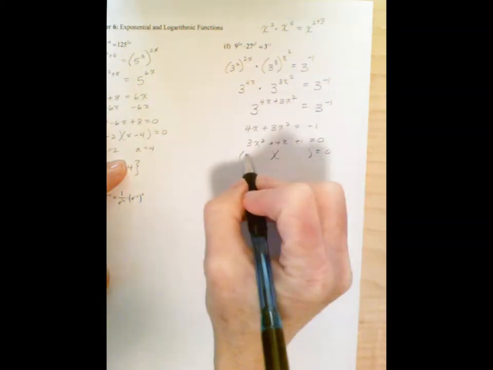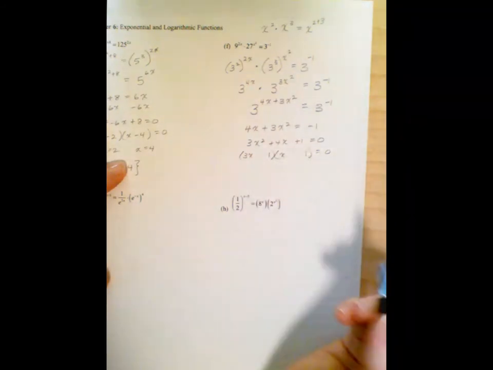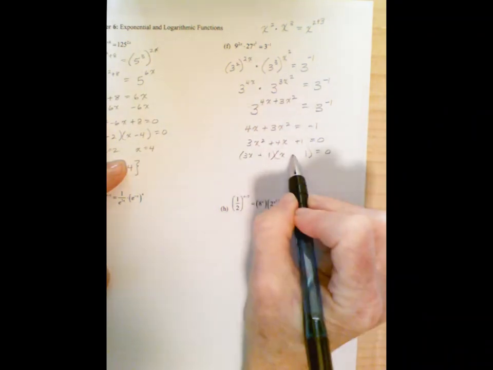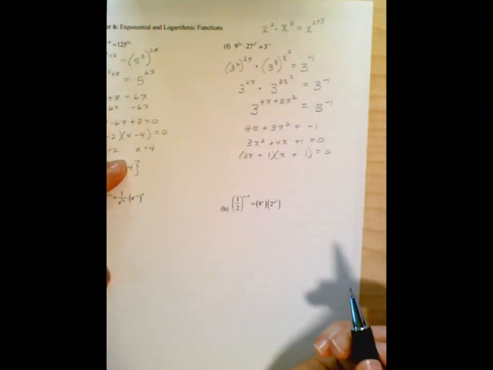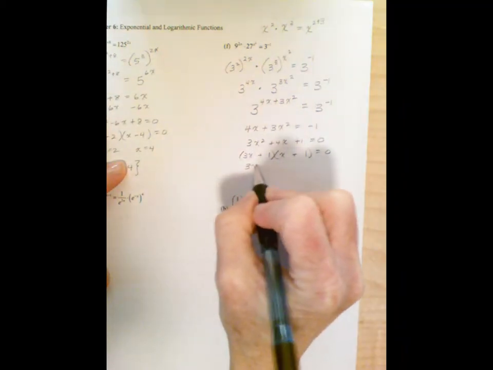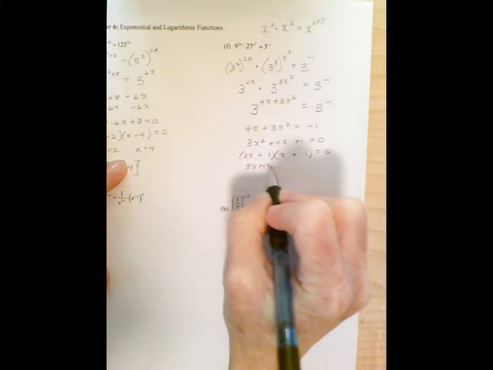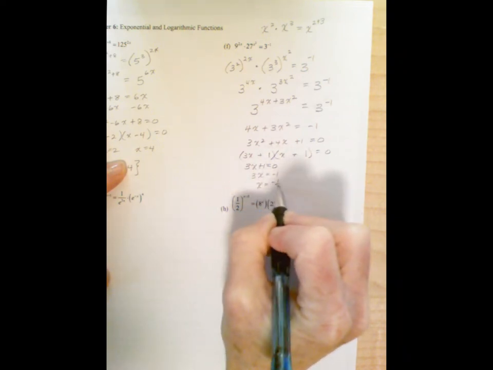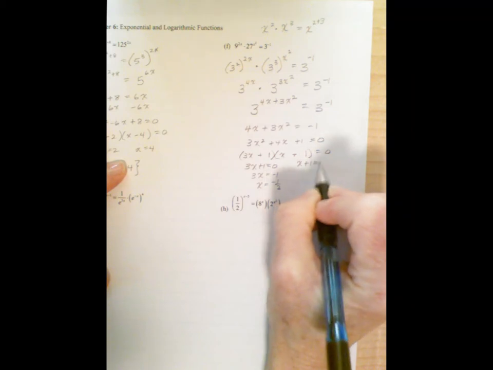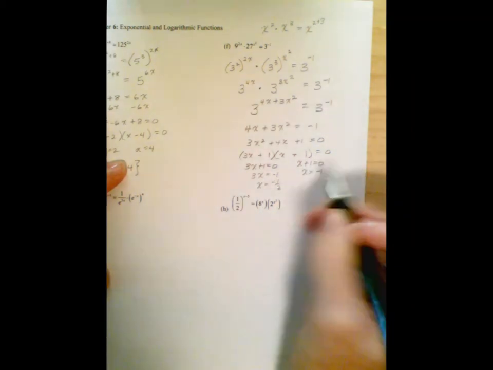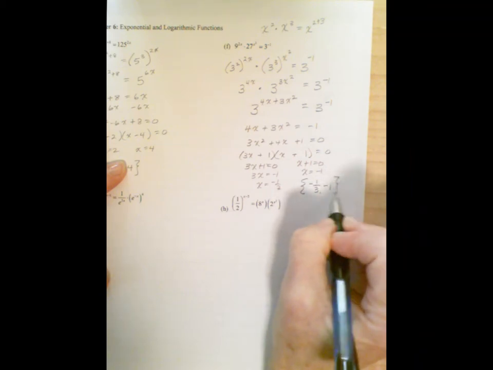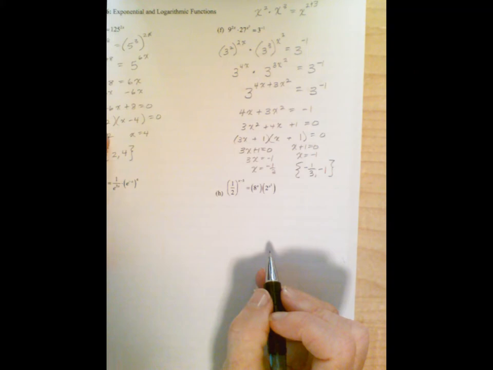To get 3x squared, the only way is to have a 3x and an x. And to get 1, the only way is to have 1 times 1, right? So will that get me the 4x in the middle? If I make these both positive, it works out. Okay, so 3x plus 1 equals 0, 3x equals negative 1, and x equals negative 1/3. x plus 1 equals 0, x equals negative 1. So our solution set is negative 1/3, negative 1. Again, you can go back and check.